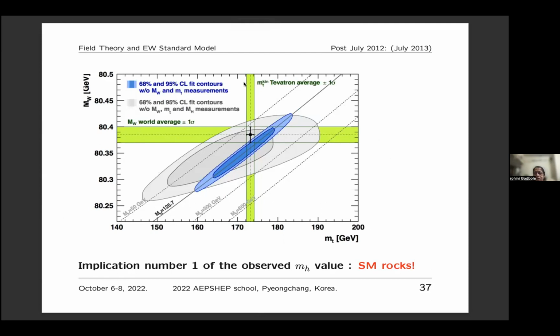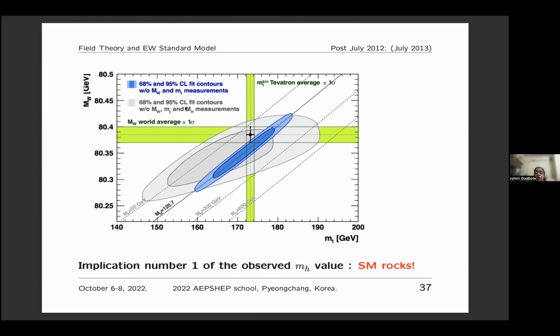There are issues here, and again, I don't have time to discuss this. This is more an issue about how you extract MTOP from measurements. And Martin here is a great expert in that, in fact. So here you have this green band. These are the measured values of MTOP and MW at that point. And what are these different curves? Again, I don't have too much time to tell you what all the different curves are.